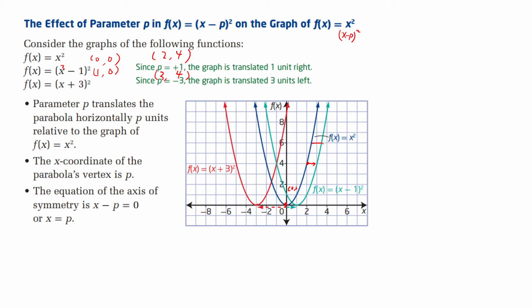So that means each point will move 1 unit to the right. And the same thing, -3 means 3 units to the left. And so here the point (0, 0) will become (-3, 0), right? So that means parameter p translates the parabola p units to the right or left. So x minus p means p units to the right.